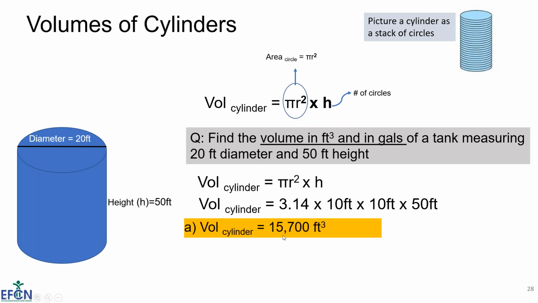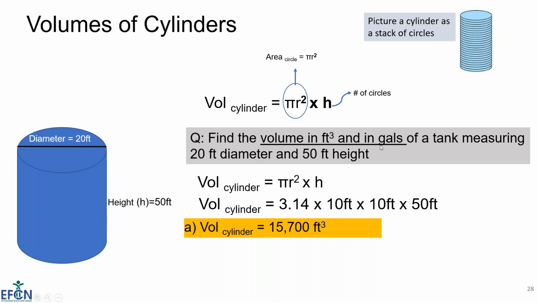So when I go ahead and multiply this out, I get the volume of my cylinder as 15,700 cubic feet. This is where we are getting into volumes, because feet times feet times feet, we now get cubic feet. And that is now a volume that we are dealing with. However, when we go back to our question, we were asked to get the volume in cubic feet and in gallons. So we haven't completed this equation. We have only done part of it. The next step is we need to convert this cubic feet into gallons, and that's a conversion you have to be very familiar with.